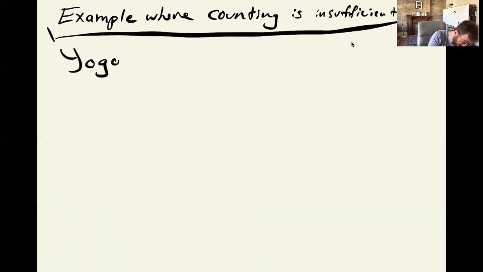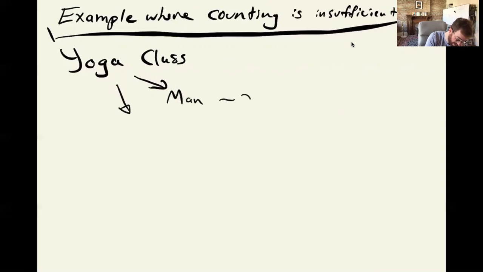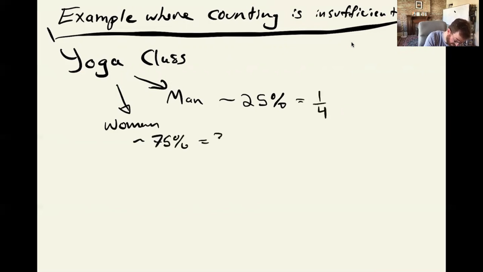So imagine we go to a yoga class, and we're going to use the following facts, slightly altered from what the truth is here. So if you go to a yoga class, then the probability of being a man in a yoga class is about 25%. And the probability of being a woman is about 75%. So again, we'll just represent that as a fourth, and this is 3/4.